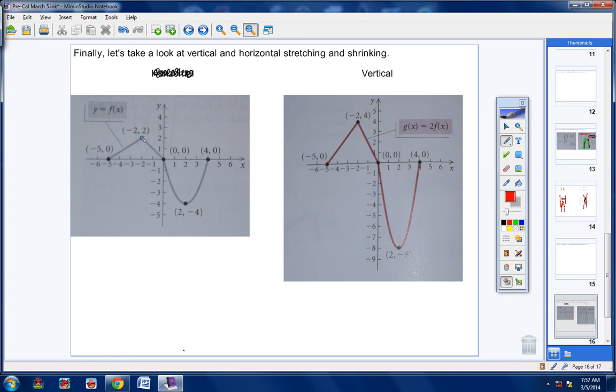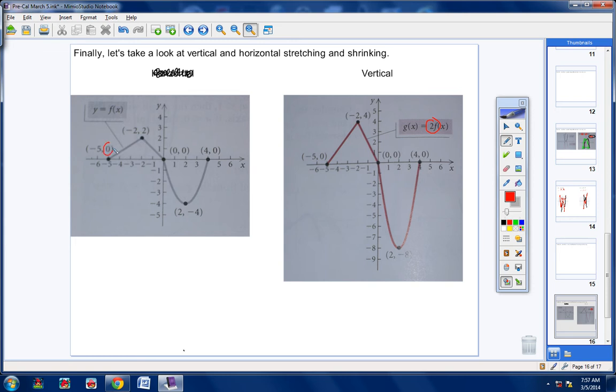Now, see this ordered pair right here? Notice how all of your x values stayed the same. -5 is -5, -2 is -2, 0 is 0, 2 is 2, 4 is 4. But your y values were multiplied by 2 because you multiplied the entire function by 2, so all of your y values were multiplied by 2.